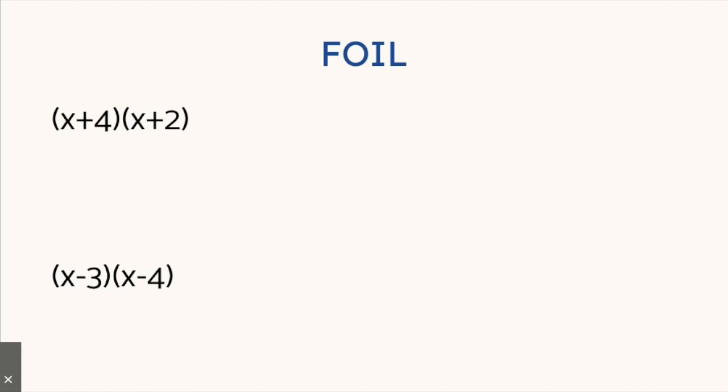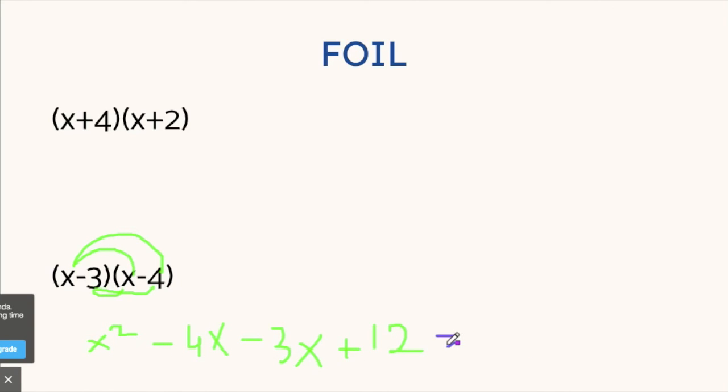Now let's do the second one. We first multiply this x with this, x squared, x times negative 4, negative 4x, negative 3 times x, which is negative 3x, and negative 3 times negative 4, which is plus 12. And then we combine like terms, which in this case are negative 4x and negative 3x, and that gives us x squared minus 7x plus 12.